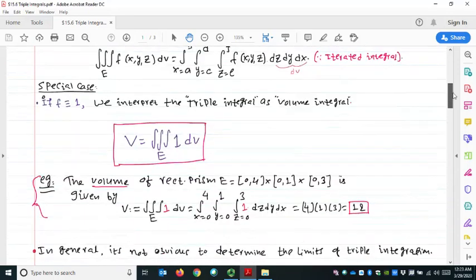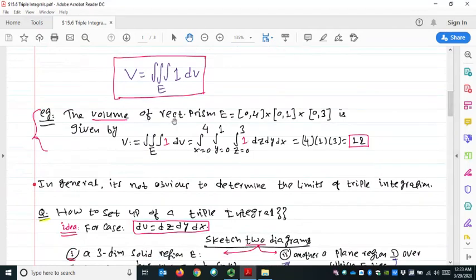So, a quick example: compute the volume of the rectangular prism with sides [0,4] cross [0,1] cross [0,3]. V equals the integral where the integrand function is 1, dV equals dz dy dx, with the z integral with z bounds 0 to 3, the y integral with y bounds 0 to 1, and the x integral with x bounds 0 to 4. Since the integrand function is 1, to compute the integral we simply multiply the upper limits. So 4 times 1 times 3, which is 12. Great. Now let's move on.